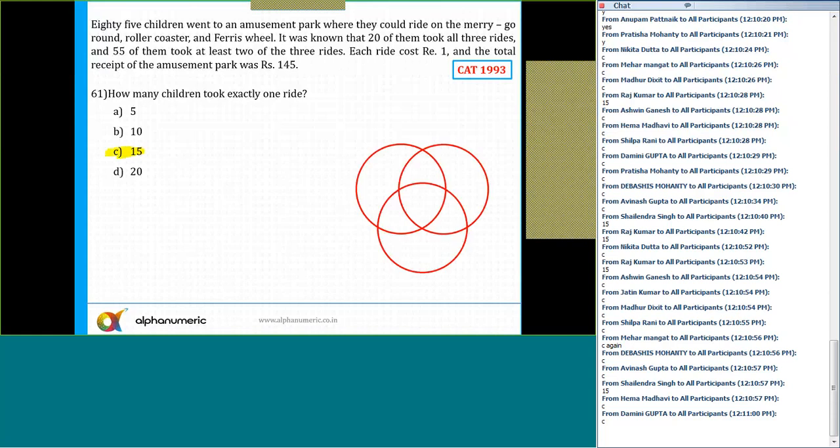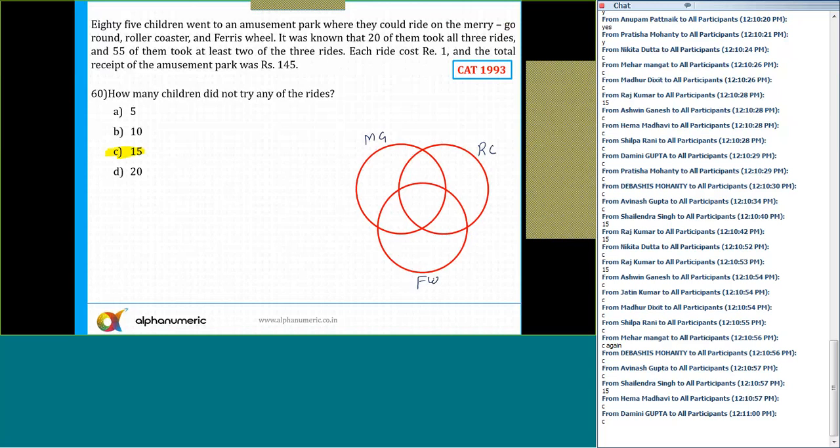It says 85 children went to an amusement park where they could ride on the merry-go-round, roller coaster, and Ferris wheel. Okay, so let me write down. There is a merry-go-round, then there is a roller coaster, and then there is a Ferris wheel.